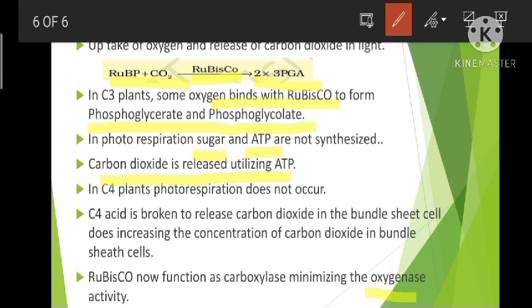Because of that, the productivity and yield is better in C4 plants when compared to C3 plants. In C3 plants, photorespiration also occurs, so carbon dioxide fixation will be less. So the amount of organic matter or food synthesized will be less. So the productivity and yield will be less in C3 plants when compared to C4 plants, because in C4 plants, which process will not take place? Photorespiration will not occur. So the productivity and yield is better in C4 plants than in C3 plants.